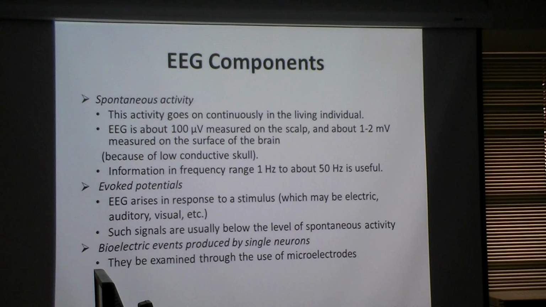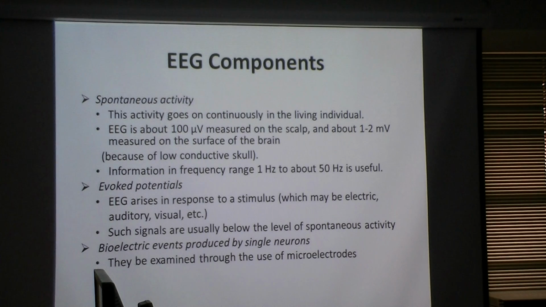Now if we divide EEG, we will find three kinds of activities. One is spontaneous activity. Spontaneous means the normal activity of the brain when we are doing nothing, so this activity goes on continuously in living individuals. It means my brain is not doing anything abnormal. This is about 100 microvolt measured on the scalp, meaning from the top of our head. But it's about 1 to 2 millivolt if we take it from the inside surface of the brain, because of the low conductivity of the scalp; when we take it from outside, the voltage reading reduces. Its frequency, as I told you, is from 1 hertz to about 50 to 80 hertz.